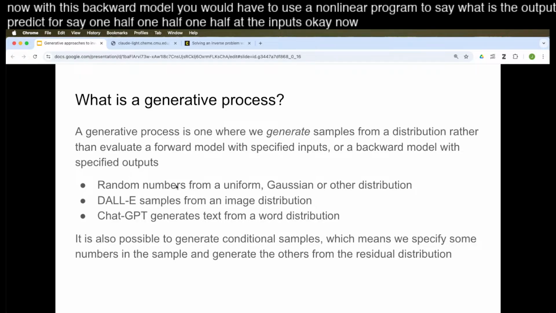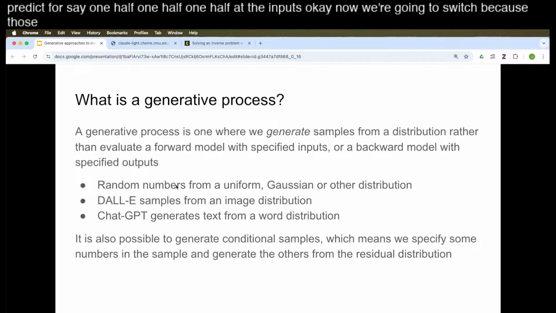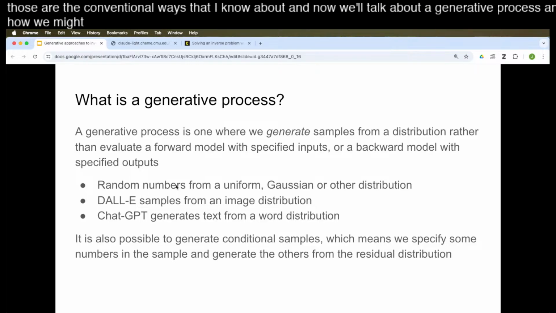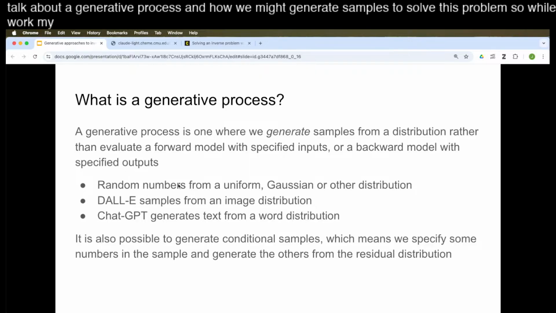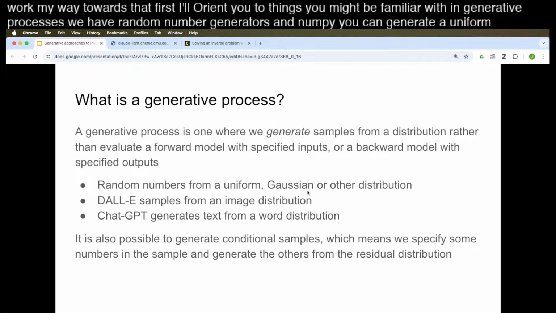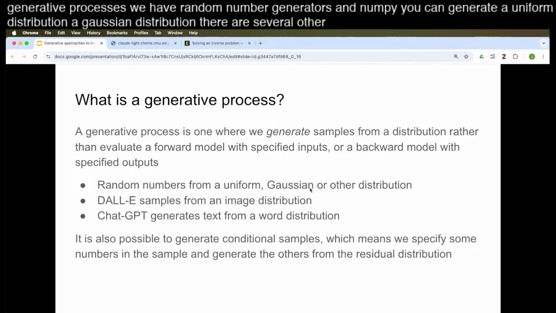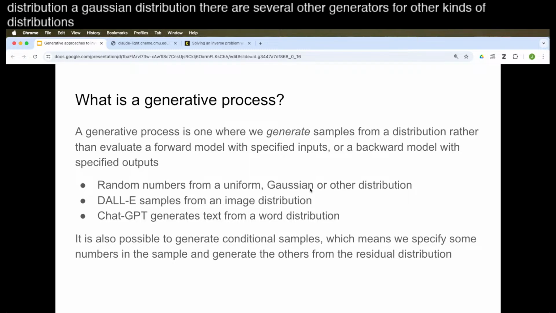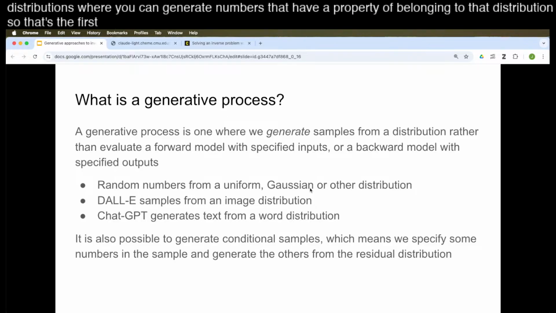Okay, now we're going to switch, because those are the conventional ways that I know about, and now we'll talk about a generative process and how we might generate samples to solve this problem. So while I work my way towards that, first I'll orient you to things you might be familiar with in generative processes. We have random number generators in NumPy. You can generate a uniform distribution, a Gaussian distribution. There are several other generators for other kinds of distributions where you can generate numbers that have a property of belonging to that distribution.